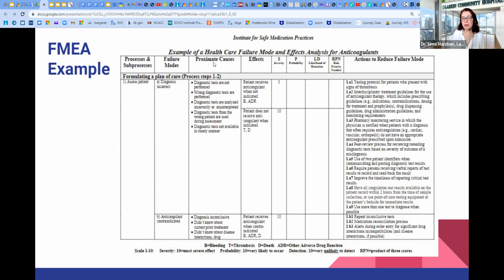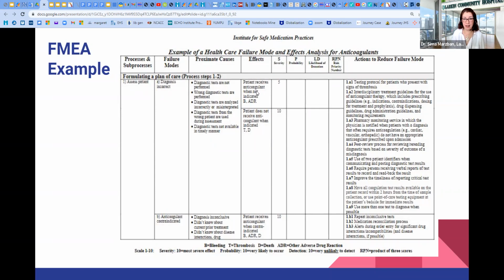What are proximal causes of this failure? You see many here, but just let us check this one. Diagnostic tests are not available in a timely manner. So because we don't have timely results of the diagnostic test, we don't have a correct diagnosis, and it leads to some failures in assessing the patient. What are the effects of these failures?